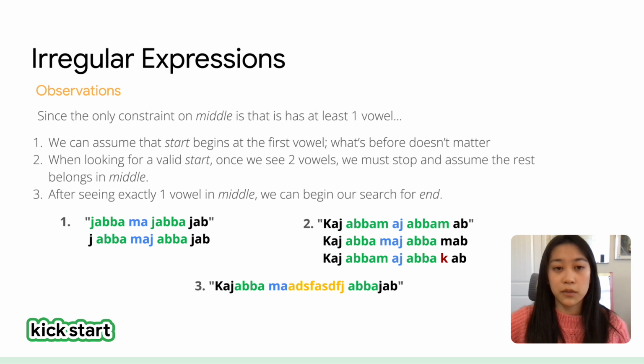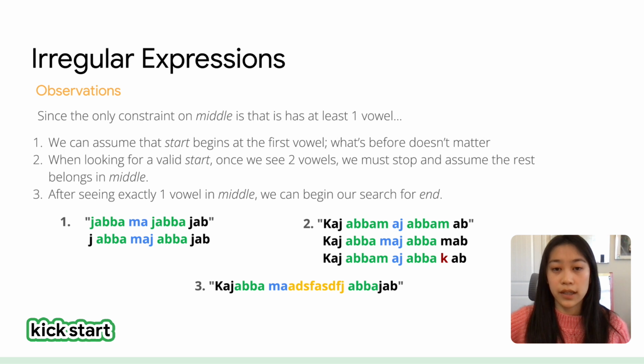Lastly, after seeing exactly one vowel in the middle, we can begin our search for end. Again, this is because of the one constraint on middle, which is that it must have at least one vowel. Similar to tacking on any extra letters to middle word when looking for start, we do the same for end, where we search for whether end exists in the rest of the string, and if there happens to be any letters before end begins, we just assume that it belongs to middle.